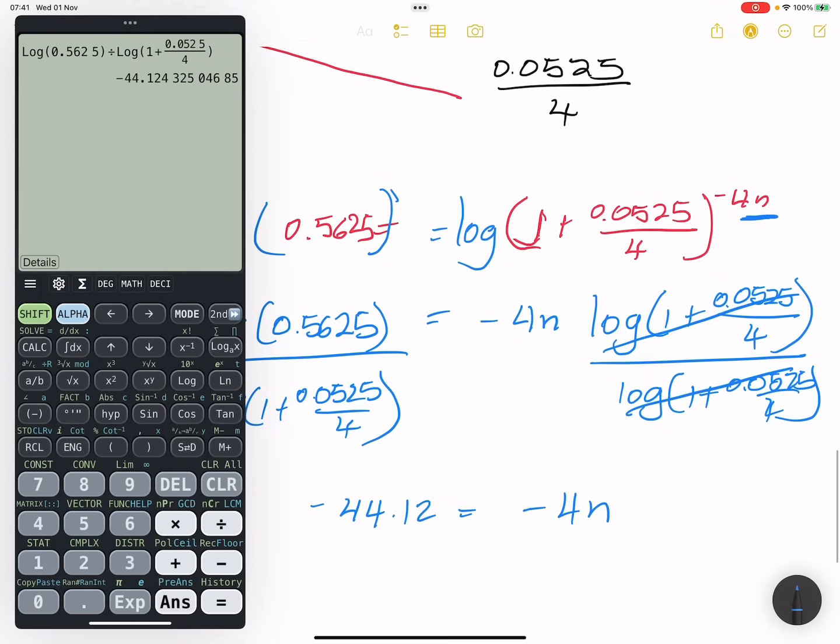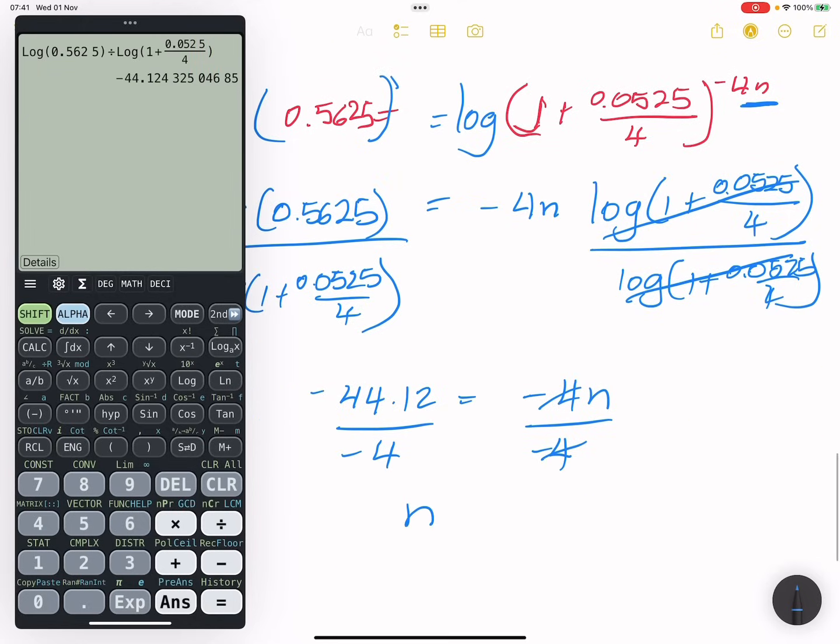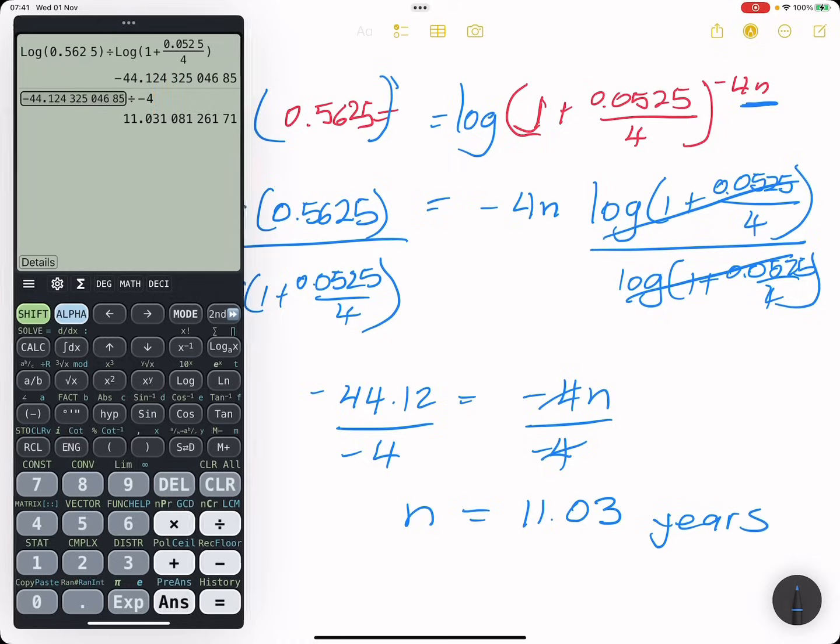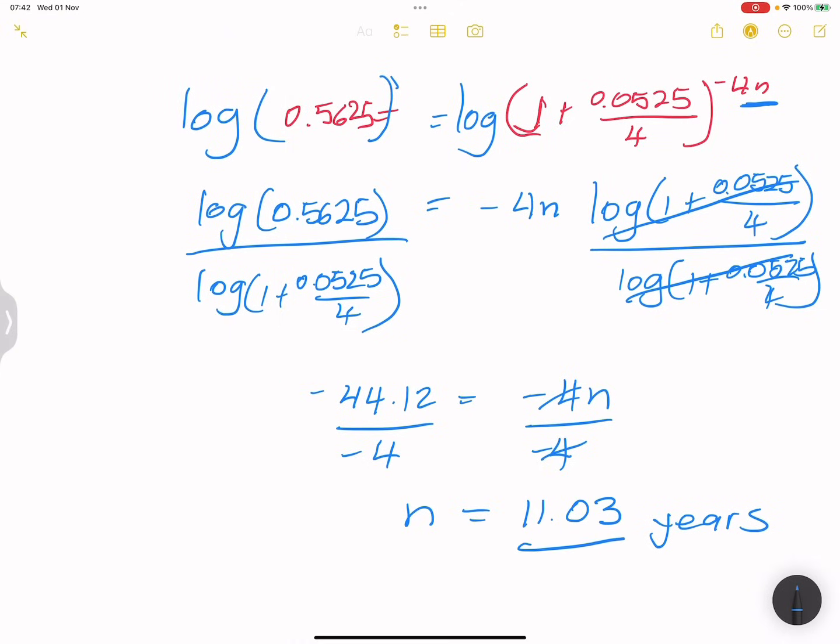Because that is cancelled with that. And of course, I'm going to divide both sides by negative 4. And I get n is 11.03. So this is the number of years it will take Andrew to finish paying off the loan. So just about 11 years.